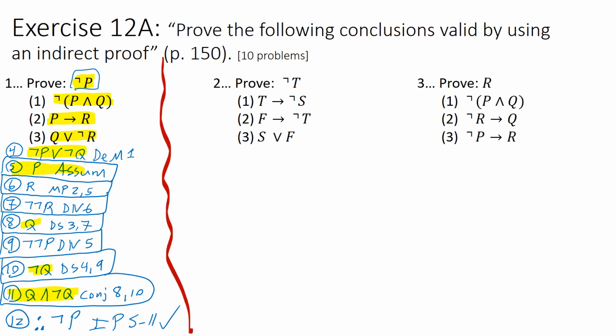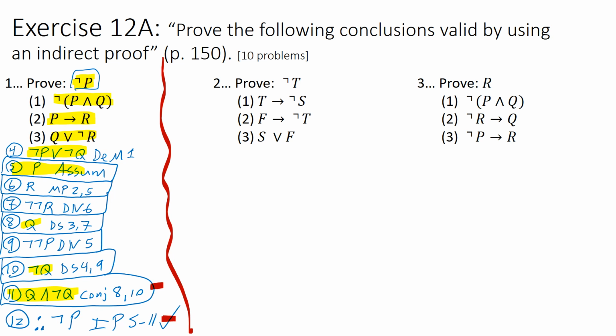And note that we just moved from 11 to 12. We didn't have to put a conditional there. So once we have our contradiction, such as Q and not Q, then outside of quarantine, we can just deny that assumption. It's not too bad.